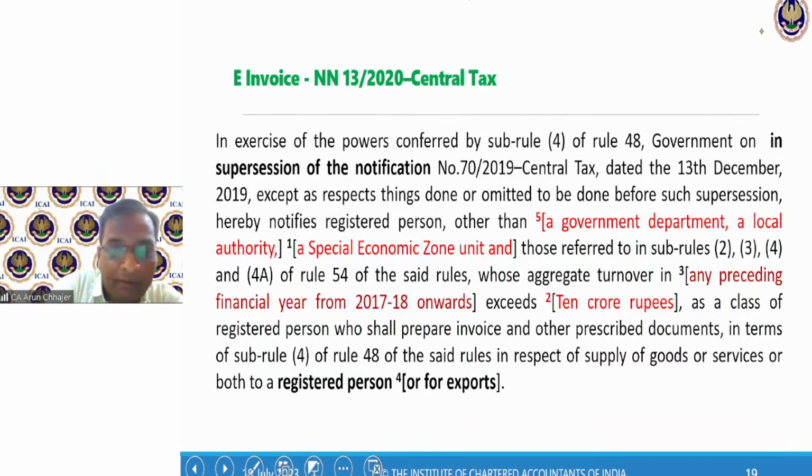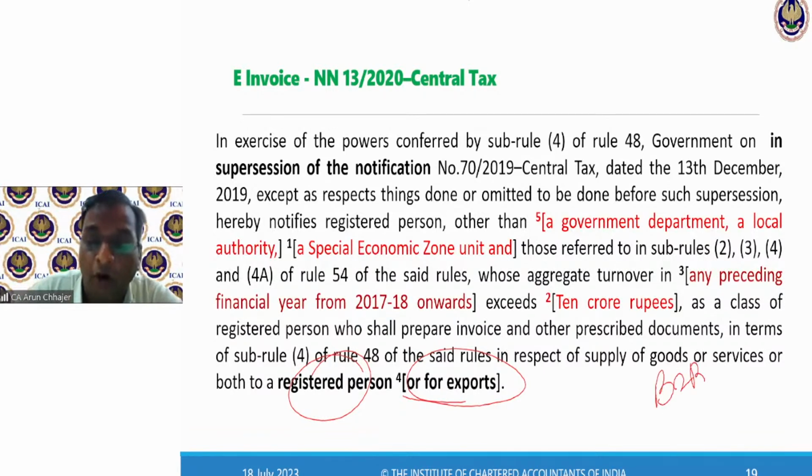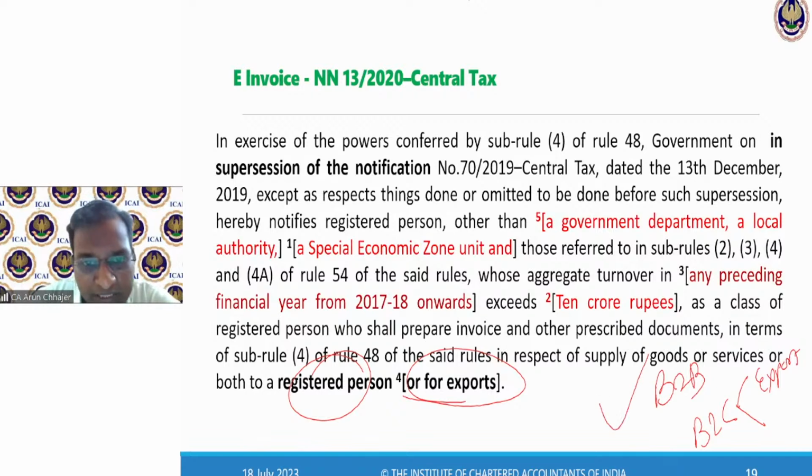E-invoicing would be applicable for supplies made to a registered person, and for export. It means if you are making the supply to a registered person, it is a B2B. Or in case of B2C, only export. So for B2B supply, e-invoicing is applicable. For export, e-invoicing is applicable. For B2C domestic, no e-invoice is applicable.